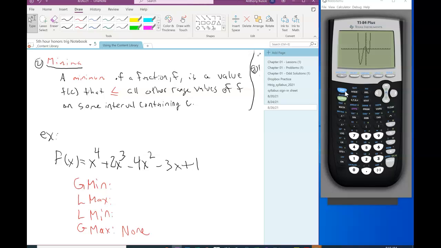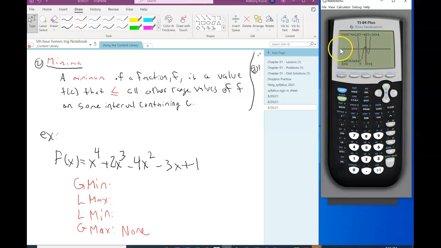Okay. So to get to the menu to find these maximums and minimums, we're going to press the second button. That's the blue one. And then the trace button, which is on that top row on the fourth button there. The first thing we're looking for is the global minimum. So from these commands here, which one does it sound like I want? Minimum. So I'll go ahead and select that. The calculator is now going to ask me 3 questions.